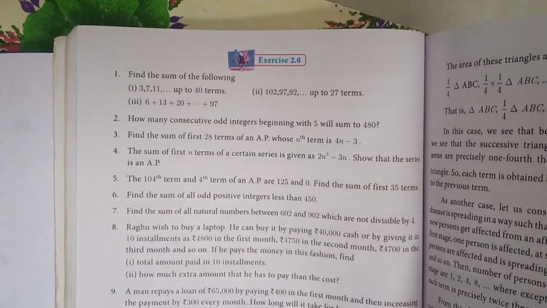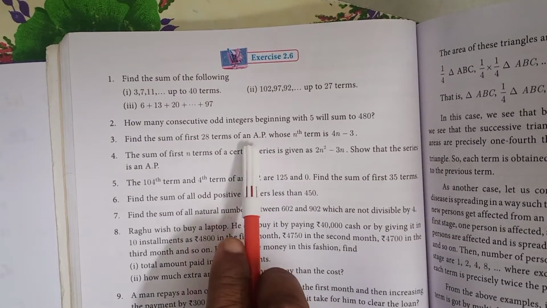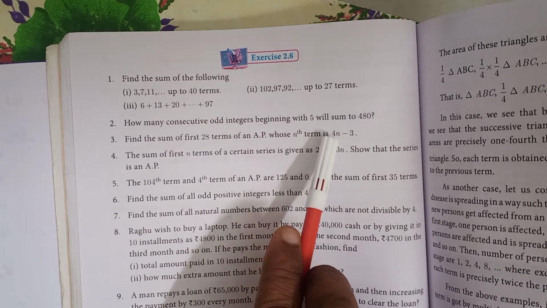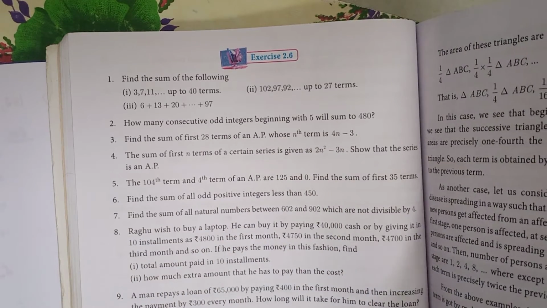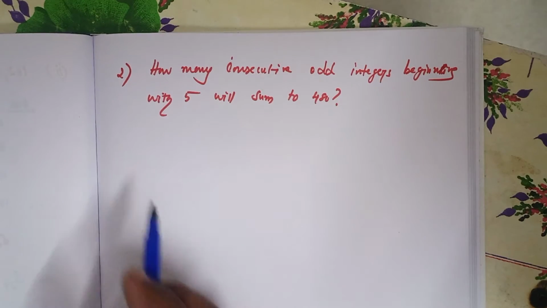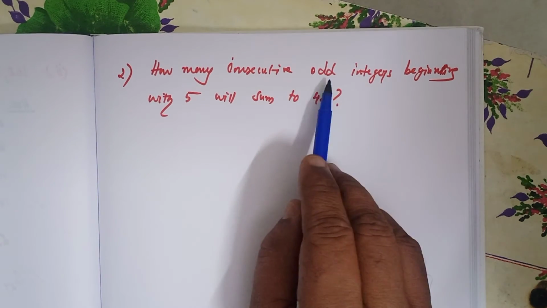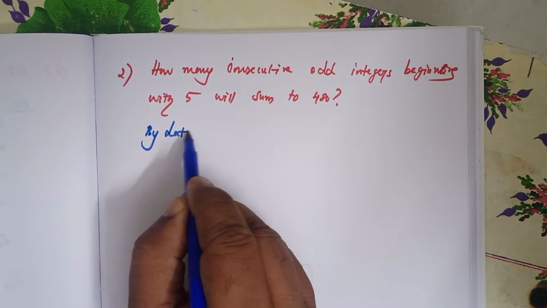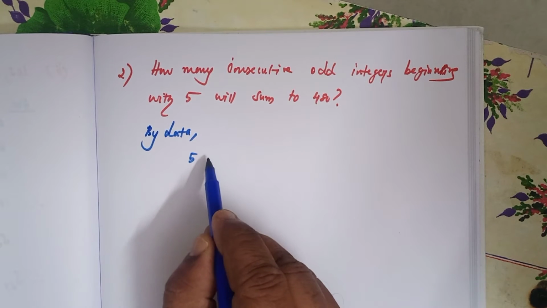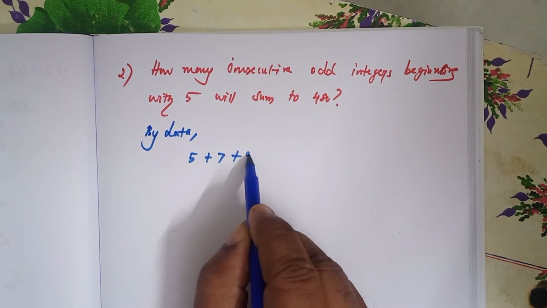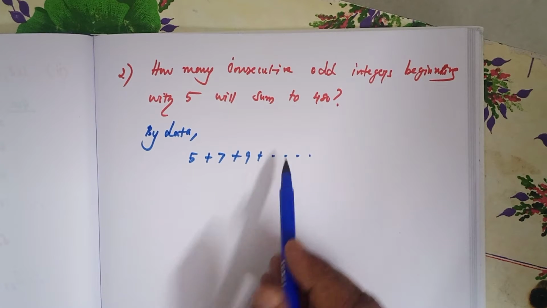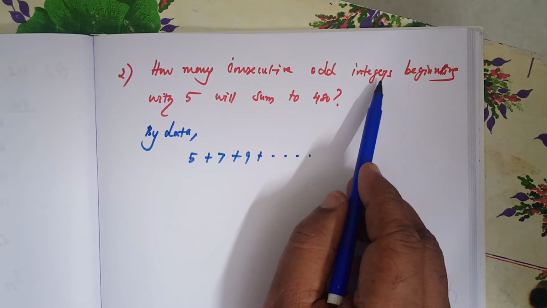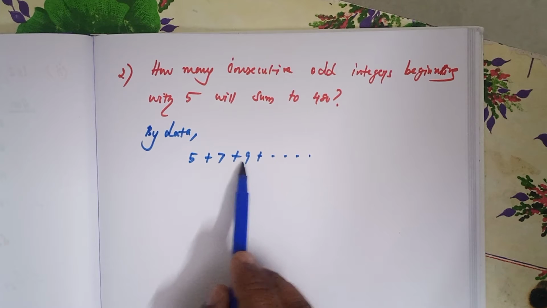Now problem number 2. How many consecutive odd integers beginning with 5 will sum to 480? Look at the question here. Odd integers beginning with 5, by data. The first number is 5, the next number is 7, the next number is 9, and it goes on. Because they are consecutive odd integers, the starting one is 5, then 5, 7, 9, and all odd integers.